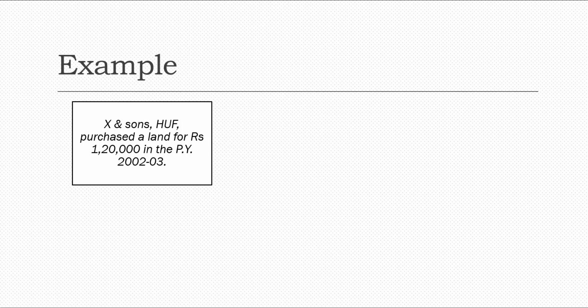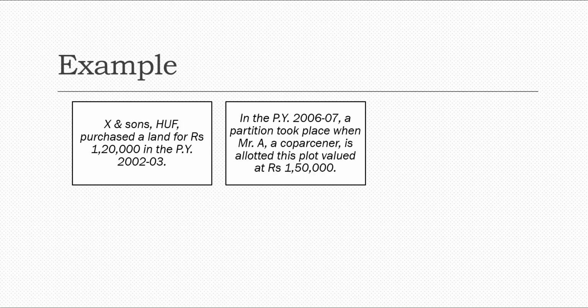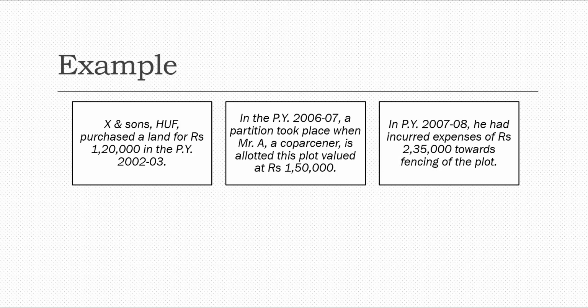X and Sons HUF purchase a land for rupees 1,20,000 in the previous year 2002-3. Okay, so this is X and Sons, which is an HUF. They purchase a land for 1,20,000. In the previous year 2006-7, a partition took place when Mr. A, who was the co-partner, was allotted this plot valued at 1,50,000. So he got a property for 1,50,000 rupees at the time of partition. In the previous year 2007-8, he had incurred an expense of 2,35,000 towards fencing the plot.